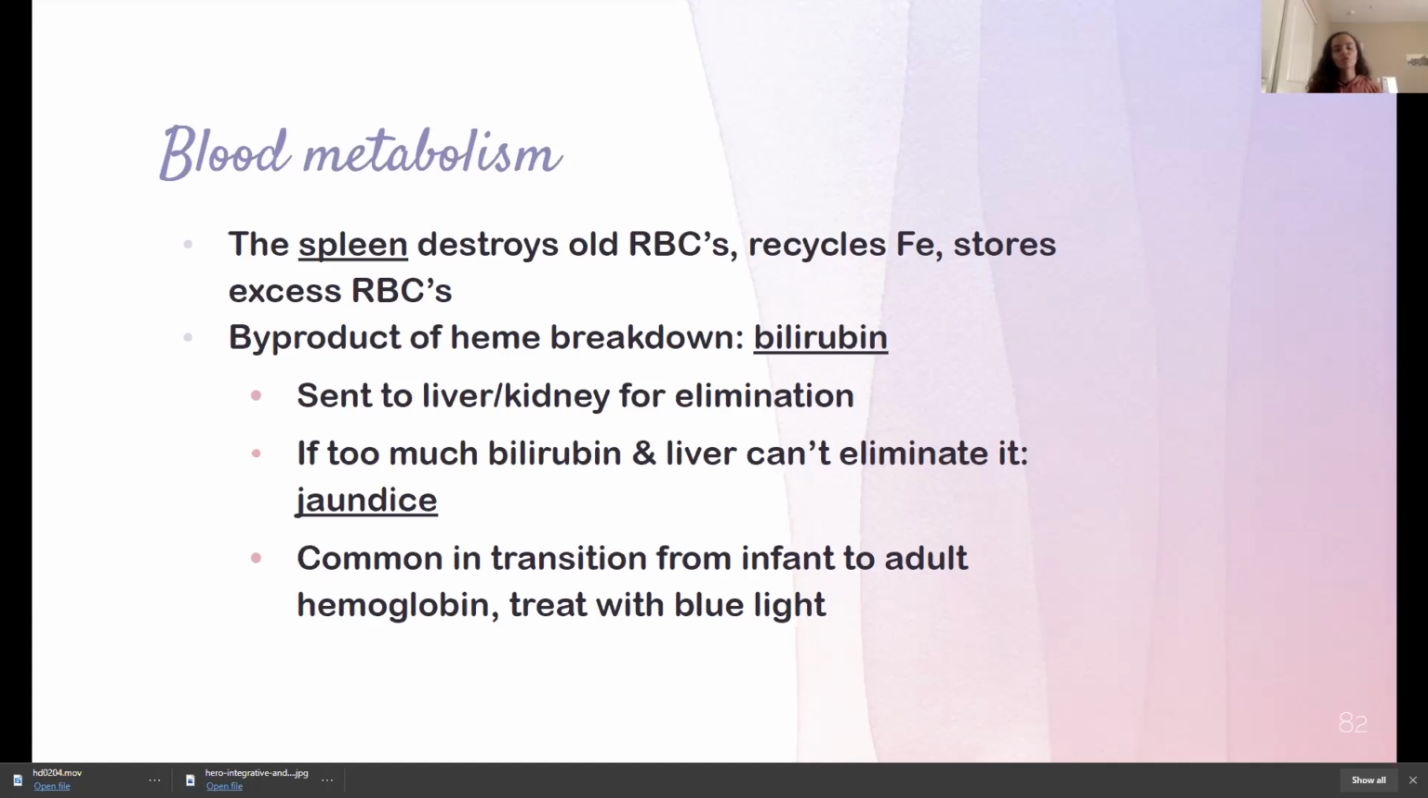And so we see this most commonly in children, and it's because it happens in the transition from infant hemoglobin to adult hemoglobin. And usually we can treat this with blue light. So there is treatment out there for this disease.